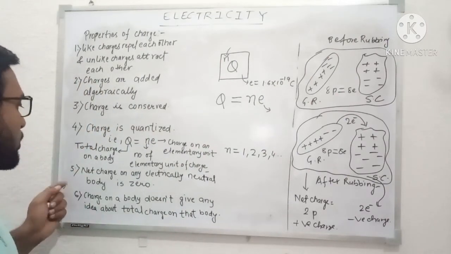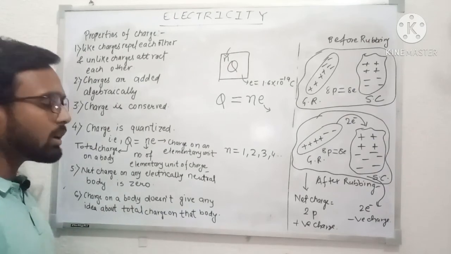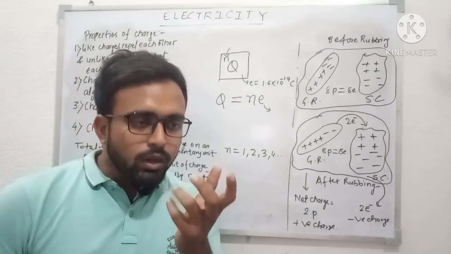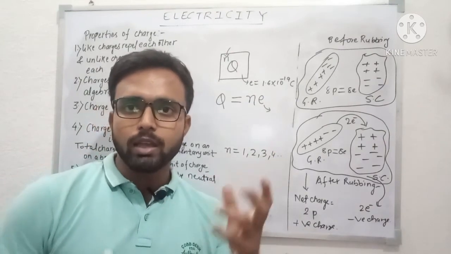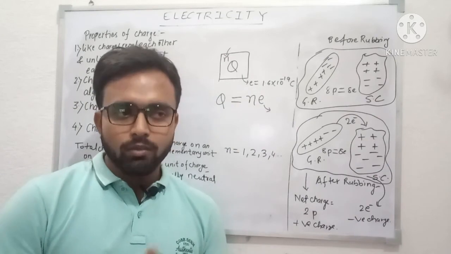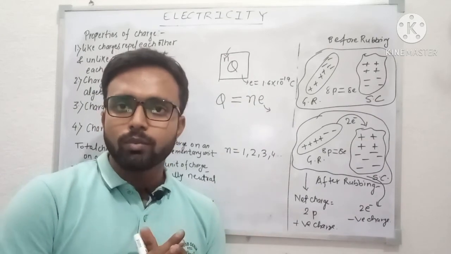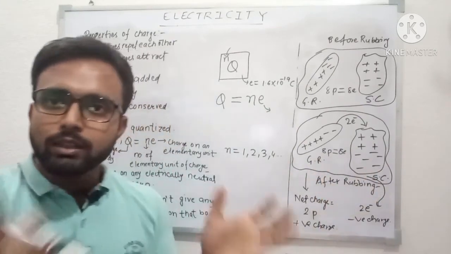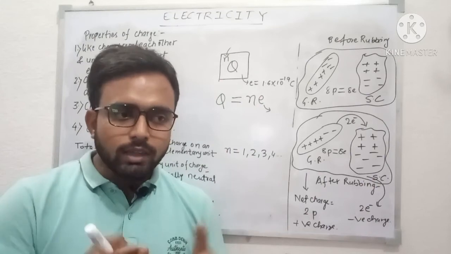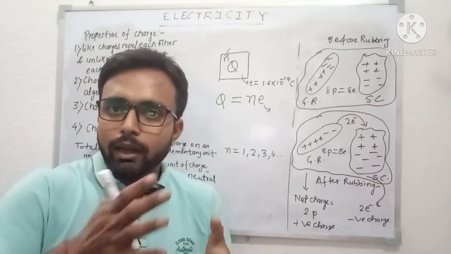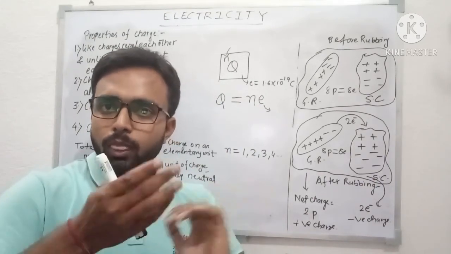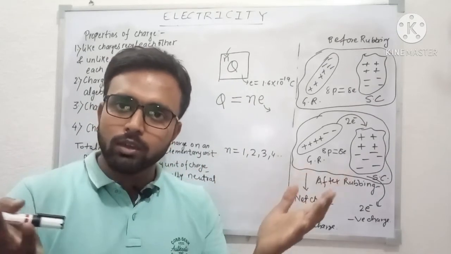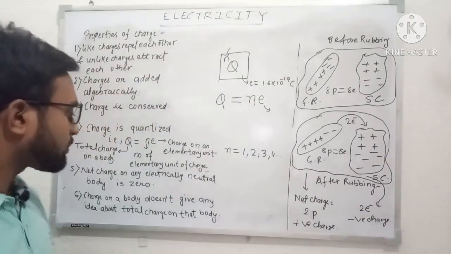Now look at the fifth property. The net charge on an electrically neutral body is 0. As I already told you, an atom is electrically neutral. It means it has an equal number of protons and an equal number of electrons. So if any body is said to be electrically neutral, it means it has an equal number of protons and electrons. So the net charge on the body is 0 because the charges on electron and proton are equal in magnitude but opposite in nature. That's why, being equal and opposite, they cancel each other out, so the net charge on the body is 0.